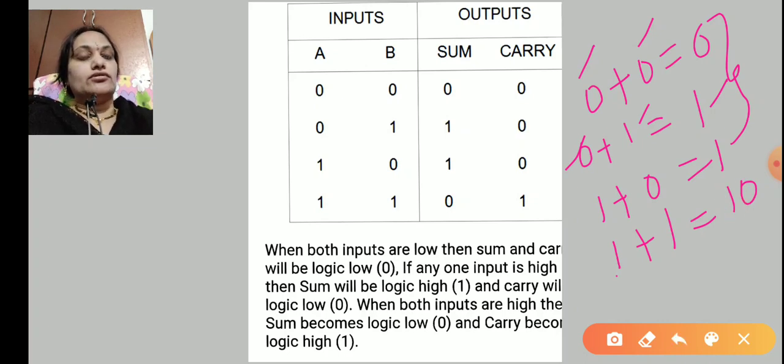Now you observe this truth table. First condition 0, 0. We are adding.